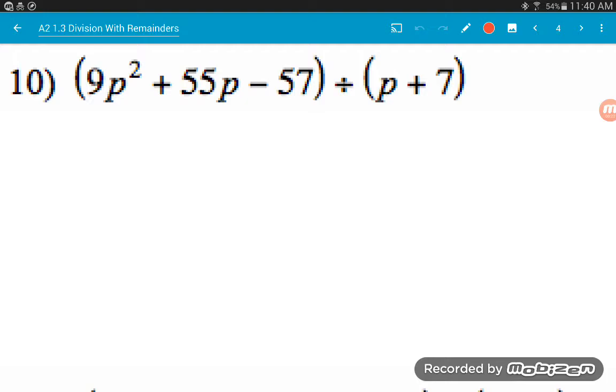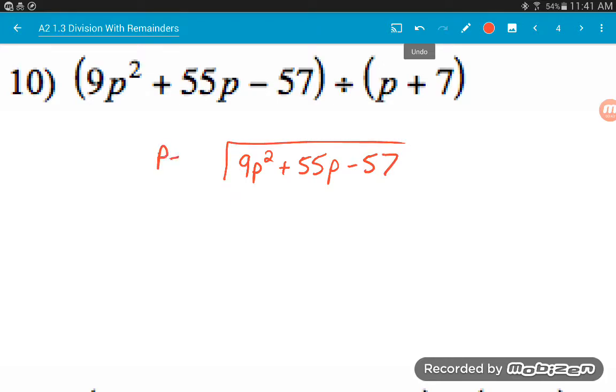Okay, so if you're watching this, you are watching me do the question. We want to do this divided by this. So we're going to set up the larger number, the dividend, underneath the division bracket. Set up like that. We put p plus 7 on the outside.